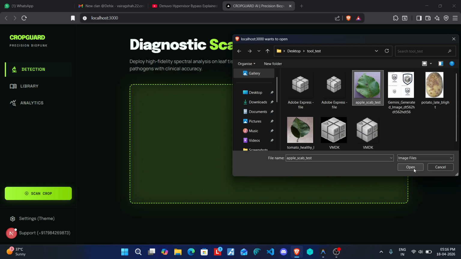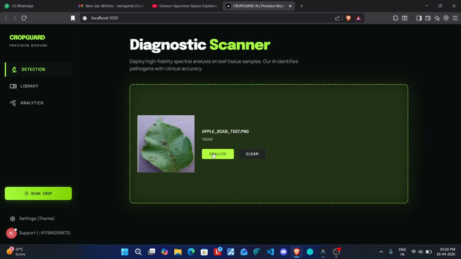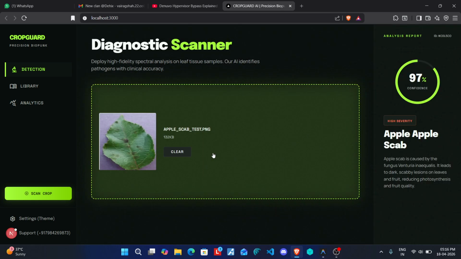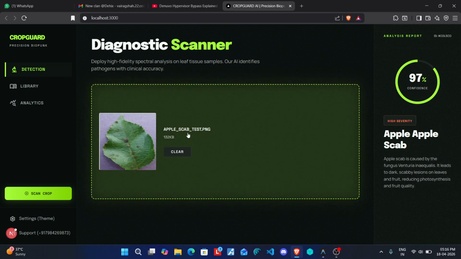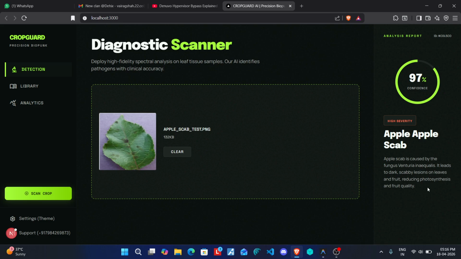Let's put the Apple test image and analyze it. Guys, you can see more than 90% confidence. It is Apple scab. Yes, this is Apple scab, because I mentioned this in my image. So this is the accuracy and the high severity.